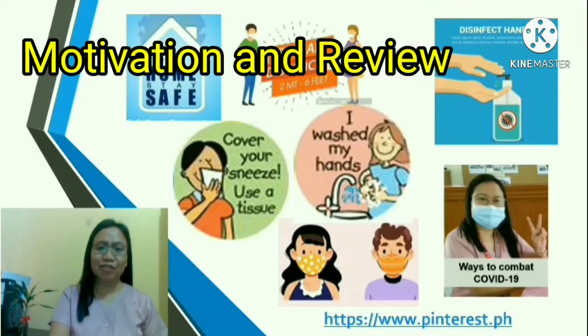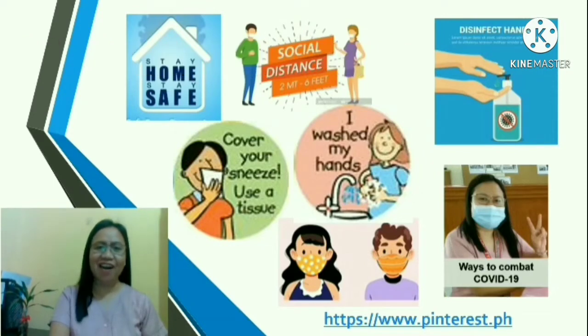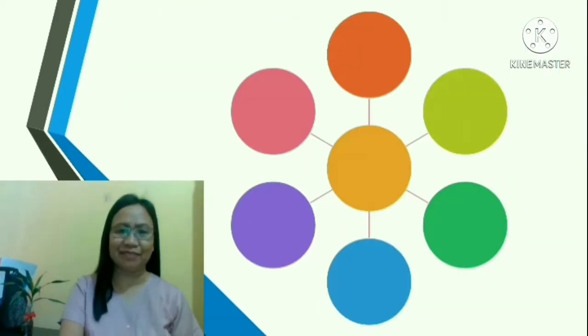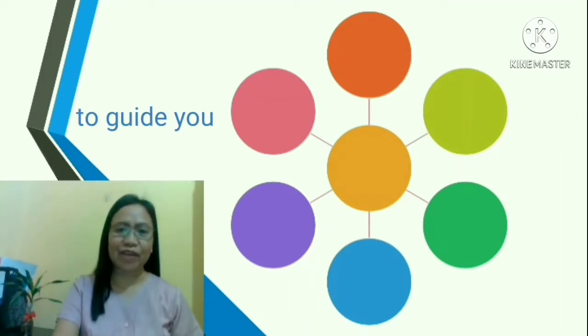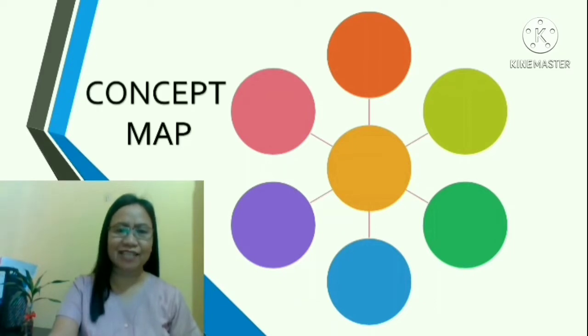What pictures can you see? Are they connected to one another? Yes, they are. Now, I want you to analyze these images and identify which of them conveys a general idea. To guide you, here is a graphic organizer where you are going to place the pictures. What is this graphic organizer called? Yes, it is a concept map. What is a concept map?